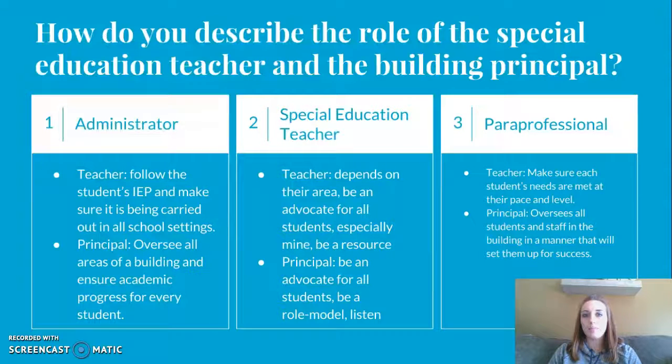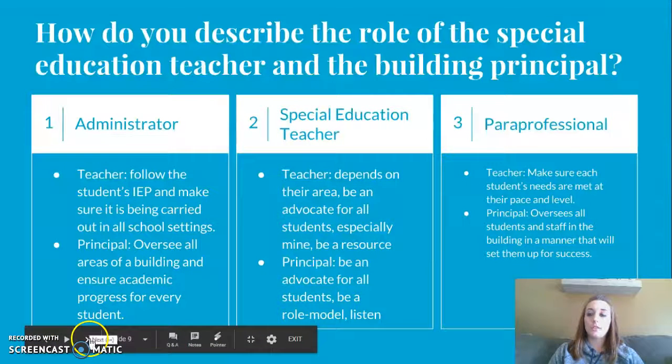Advocate for all of your kids, be a resource for the building, for your parents, anybody who would need it. And the principal's job is to be an advocate for all students, be a role model, act the way that you would want your staff to act, and to listen to all sides of a story, listen to everything that's coming at you before making a decision. And the para said that the teacher makes sure that each student's needs are met at their pace and level, and that it is the principal's job to oversee all of the students and staff in a way that will help set everyone up for success.